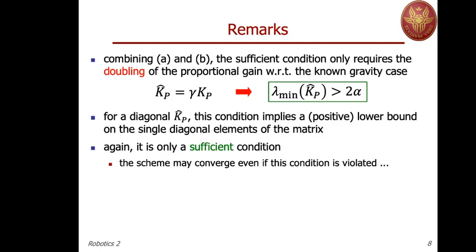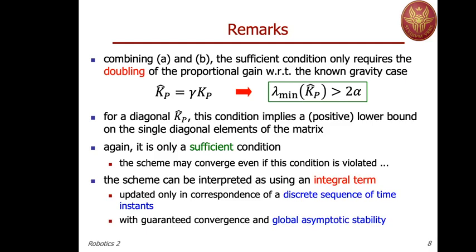Again, as we have seen in many of the previous proofs, this is only a sufficient condition. So, if you choose Kp hat, at this stage, larger than 2 alpha, for the minimum value of Kp hat larger than 2 alpha, then you're guaranteed that you will converge. If you fail to do so, the scheme may converge or not. So, in this sense, this is only a sufficient condition.